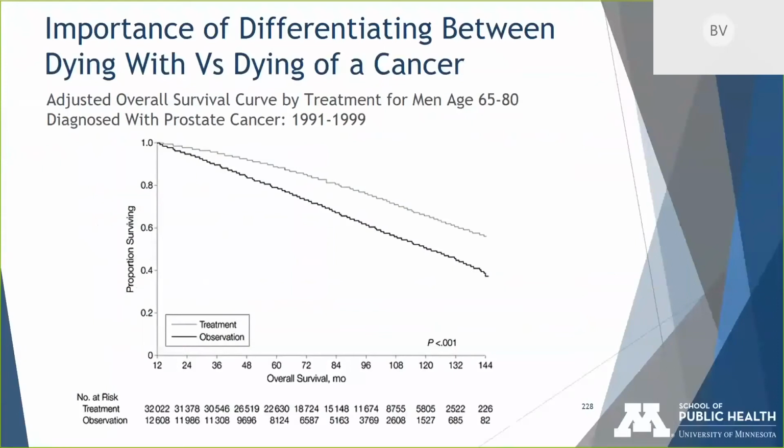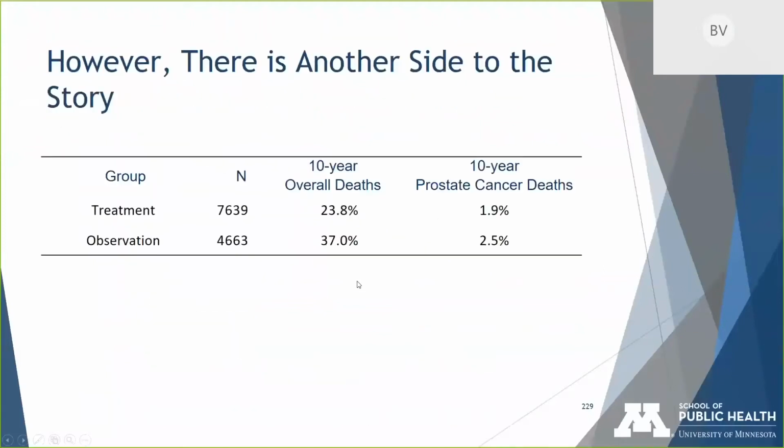However, this is the overall survival for these men. If we go the further step to look at whether the death was actually attributed to prostate cancer, we find the difference is certainly not as stark. For overall mortality, 37% of men had died at 10 years versus 24% of men who were actively treated. For prostate cancer death, the difference is much smaller: 2.5% in men who were not actively treated and 1.9% in men who were. So you can infer from that there probably were some health status differences between the treatment and observation groups.